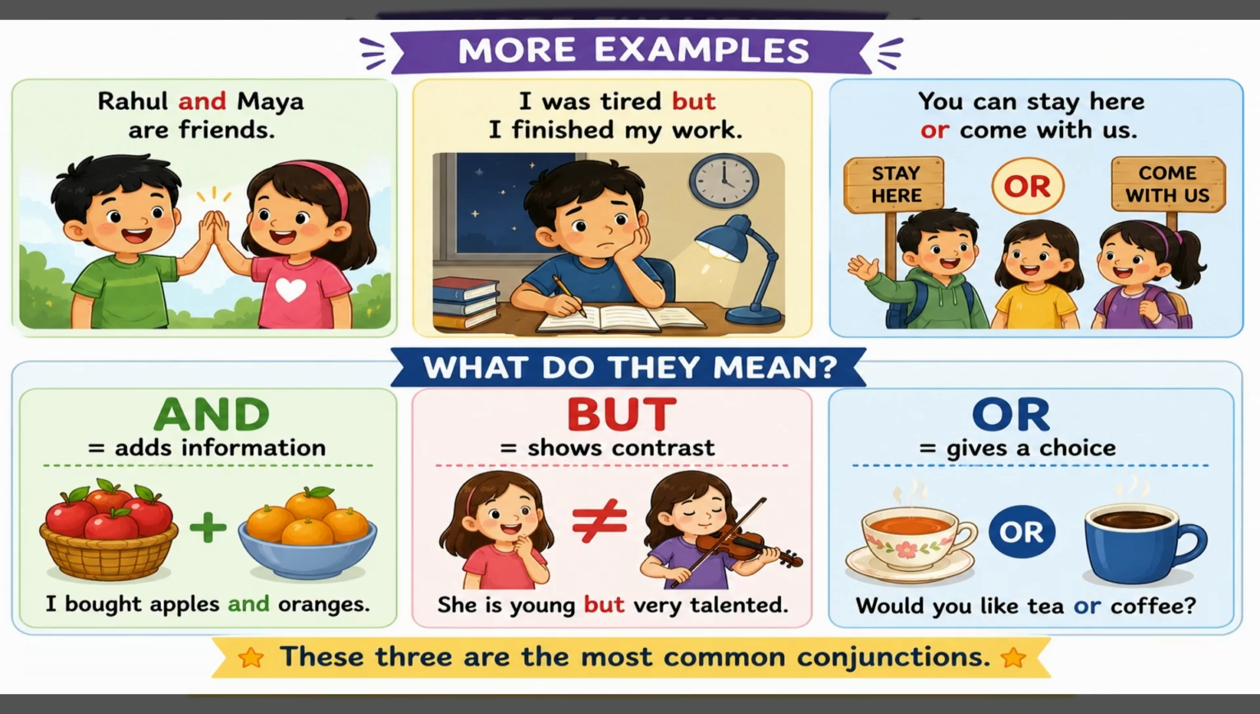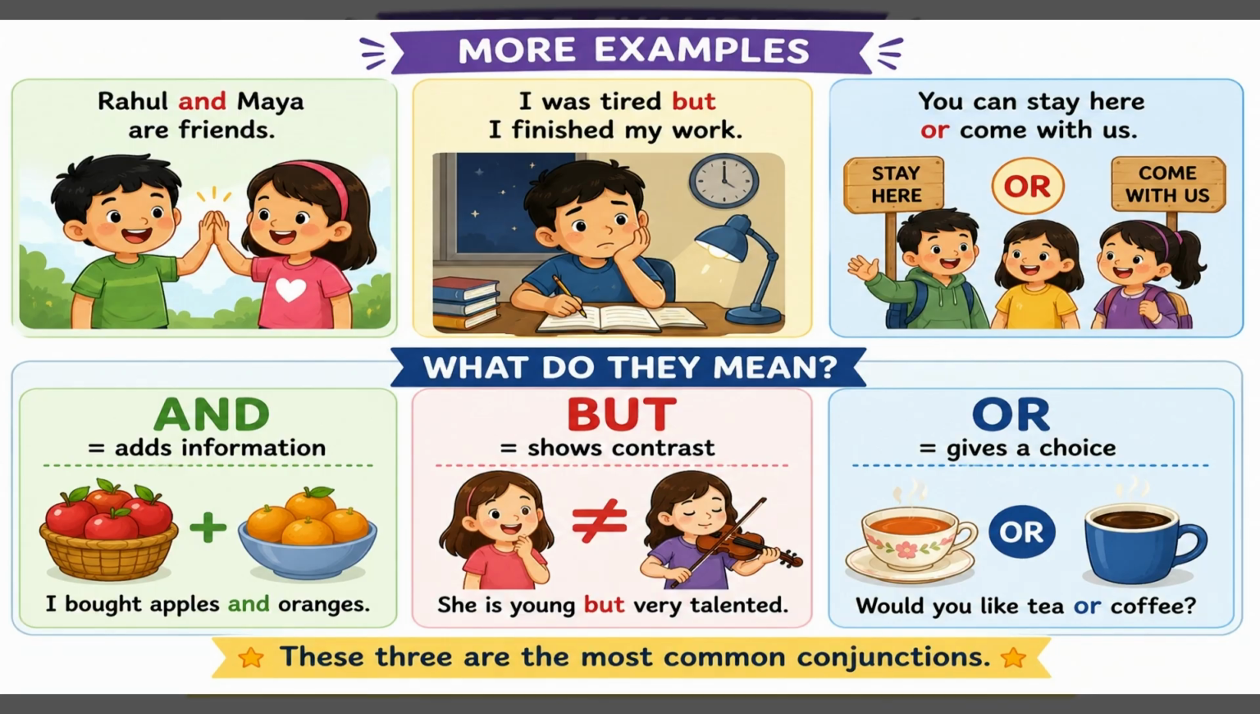I was tired, but I finished my work. Here, but connects two ideas that are different or contrasting. And you can stay here or come with us. Here, or gives us a choice between two possibilities. So the words and, but, and or are conjunctions. Let's understand what each one does.